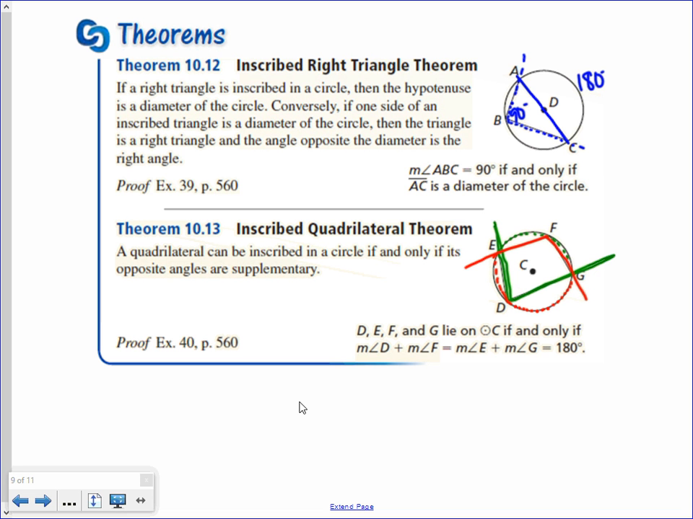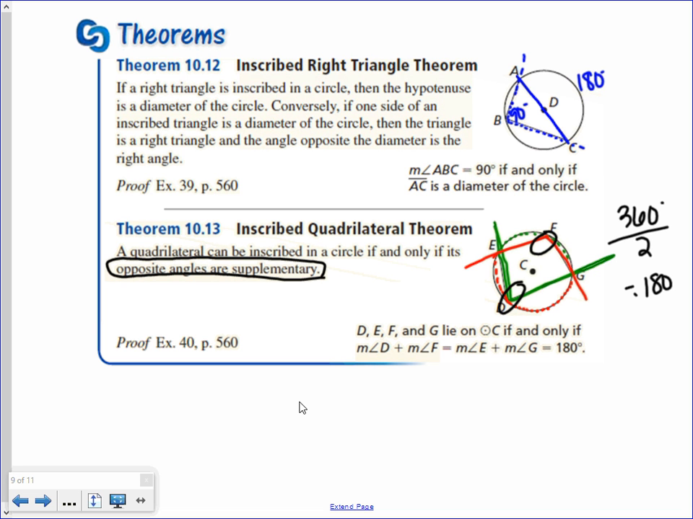Well, if you look at the red arc and the green arc put together, that's the entire circle, right? How many degrees is an entire circle? 360. And what's half of 360? Right, and so since these are inscribed angles, they're half the arc, and so it should make sense if their arcs make up an entire circle, then their angles would make up half of that, which is 180. So this theorem says anytime you have a quadrilateral, then the opposite angles are always supplementary. So write that down if you need to.